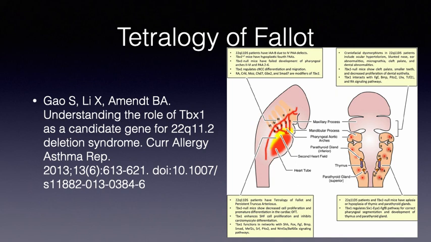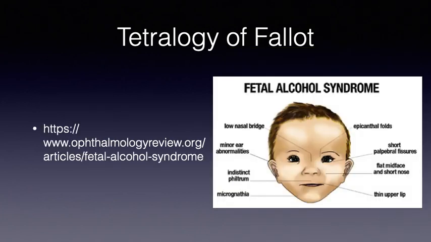Last items, Tetralogy of Fallot is associated with the thymic aplasia syndromes we study in immunodeficiencies, the ones involving 22q11 microdeletion. I think I'm saying that right. I'm not sure. The two I'm thinking of are velocardiofacial syndrome and DiGeorge. And tetralogy of Fallot is also associated with fetal alcohol syndrome.